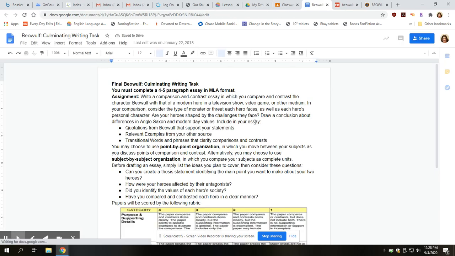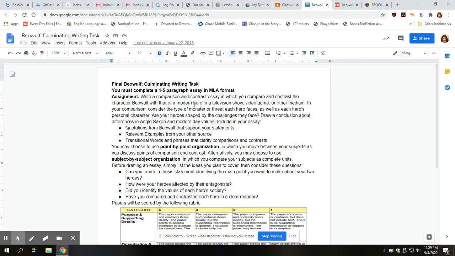You're going to click on this link, and it'll take you to the actual instructions and the whole assignment. This is a culminating writing task. Now, it's still not very much. It's more than you've written for any assignment that we've had so far this year, but it's a 4 to 5 paragraph essay. Don't groan. I hear the groans already. It's a 4 to 5 paragraph essay that you're going to write, basically comparing Beowulf to a hero of your choice, okay? So you're going to choose someone, and there's a wide variety of choices that you can make for this.